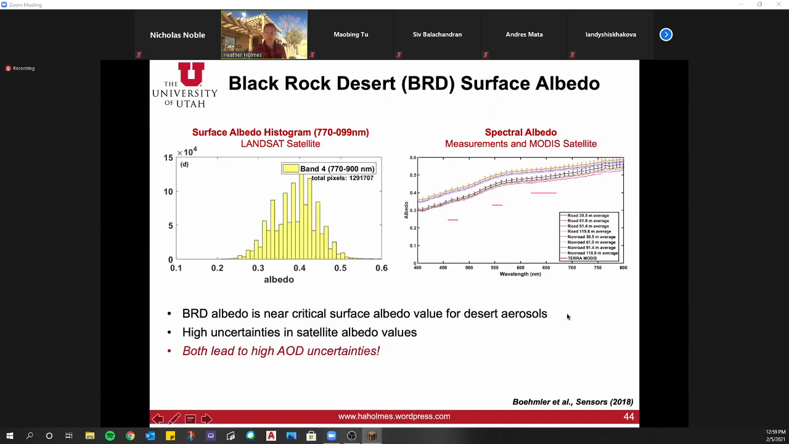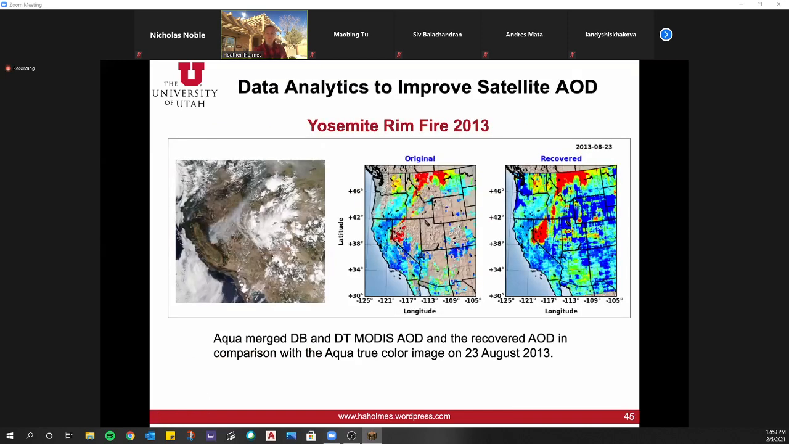The other interesting thing that we found, though, is that the albedo values from satellite, so the figure on the right shows these red lines, that's from MODIS satellite, don't match what we're seeing if we go out and quantify the albedo on our own. So it's really underestimating the albedo values. So if the radiative transfer model from the satellite is using the satellite AOD values, there's already a very large uncertainty going into the radiative transfer model or the satellite retrieval algorithm, leading to high uncertainties in the AOD from satellites.